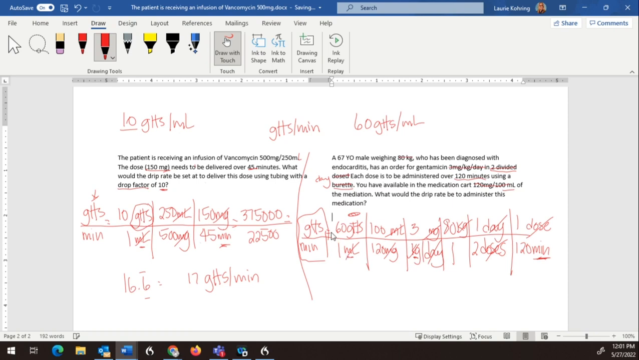I can stop, multiply across, divide by the bottom. That gives me 1,440,000 divided by 28,800, and this gives me 50 drops per minute.